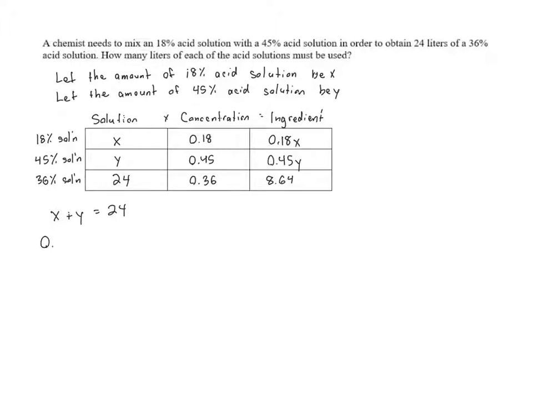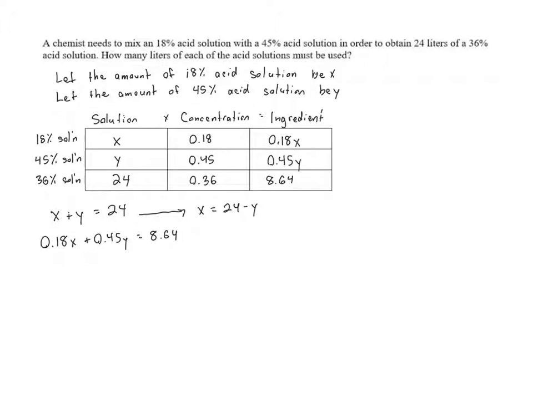That means 0.18x plus 0.45y equals 8.64. And now we have our system of equations, which we can solve using substitution. I'm going to isolate the x in the first equation. To get the x alone, we have to subtract y from both sides, giving us x equals 24 minus y.